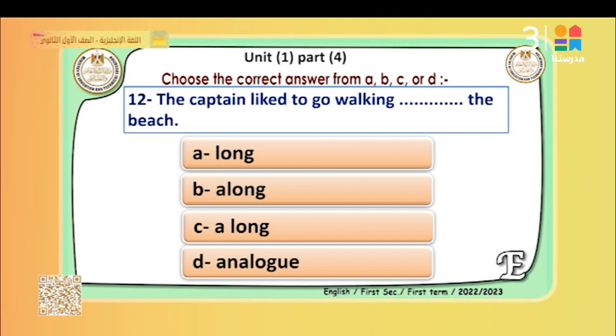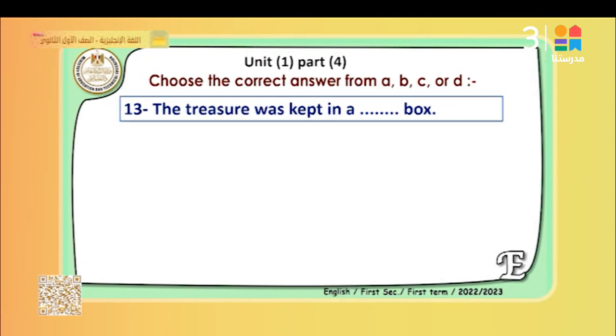Long, along. What is the difference between long and along? Long is an adjective. So I say the street is long. But along the street or along the beach means all over it. على امتداد الطريق. Along the beach. So I will say along the beach.